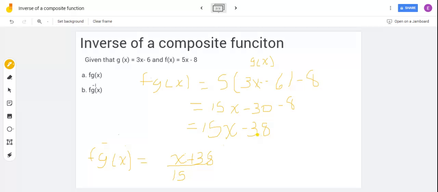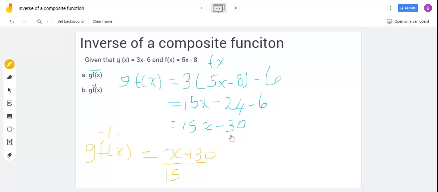So what we can see here from the composite part up here is that the 15x minus 38 and the 15x minus 30 are not the same, which means that composite functions are not commutative. That just means that you have to pay close attention to the order of the letters. G of f of x does not give me the same answer as f of g of x.